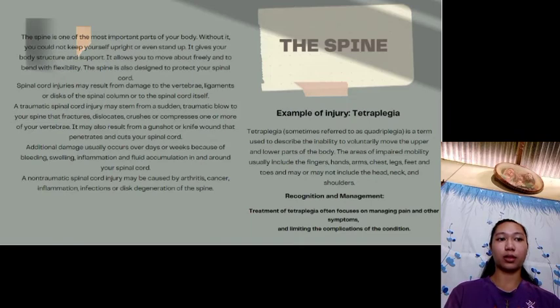So there is an example of injury, tetraplegia. Tetraplegia, sometimes referred to as quadriplegia, is a term used to describe the inability to voluntarily move the upper and lower parts of the body. The areas of impaired mobility usually include the fingers, hands, arms, chest, legs, feet, and toes, and may or may not include the head, neck, and shoulders.